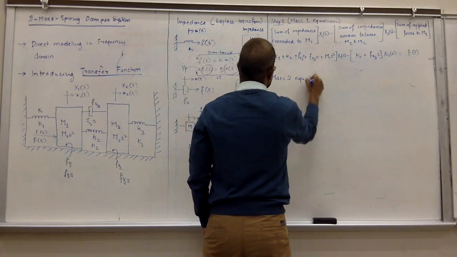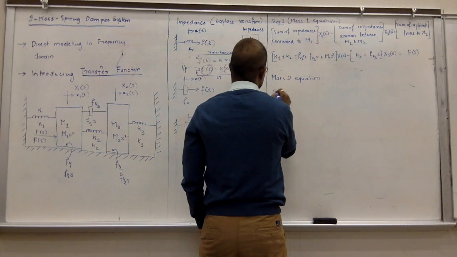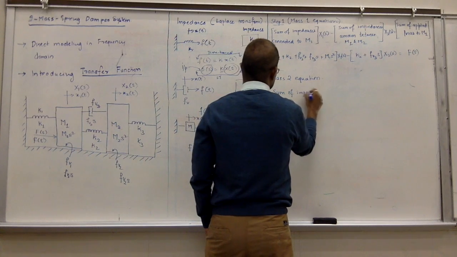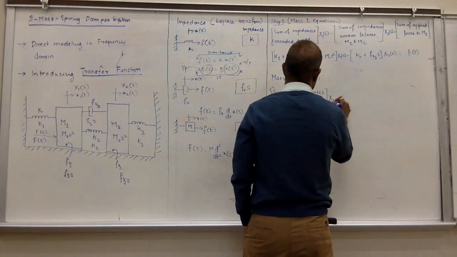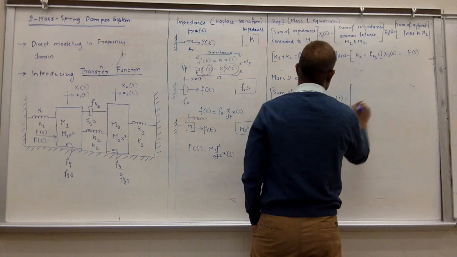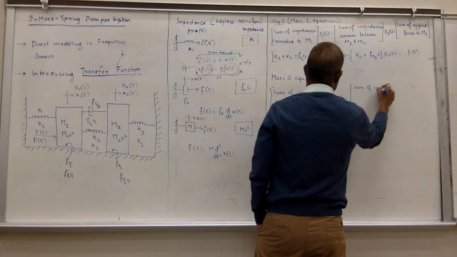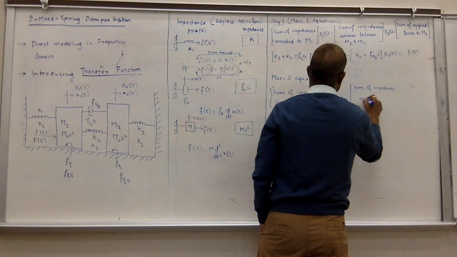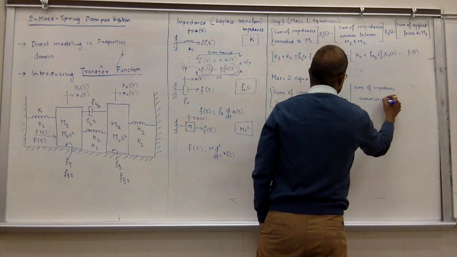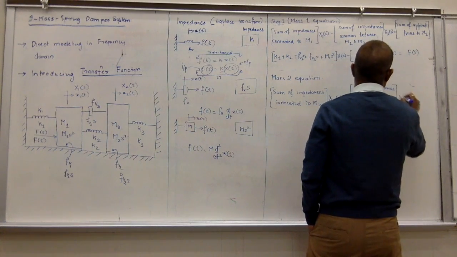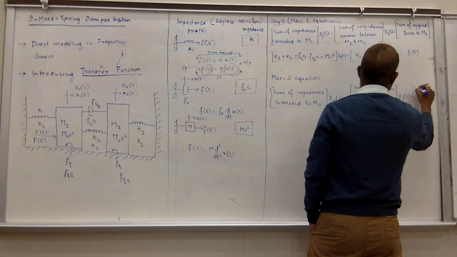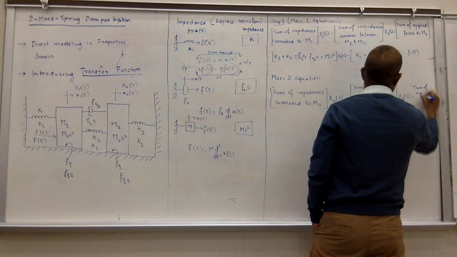Mass 2 equation. Can you tell me what is mass 2? Mass 2 will be very similar, except it will be the sum of impedances connected to M2, minus, into x2 of s, minus the sum of impedances common between M1 and M2 into x1 of s, equals the sum of applied forces to M2.